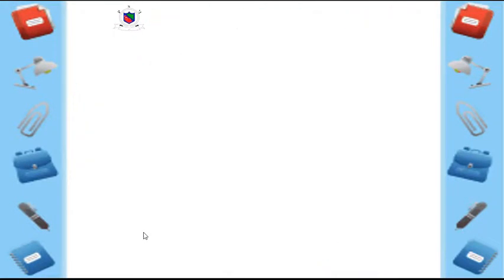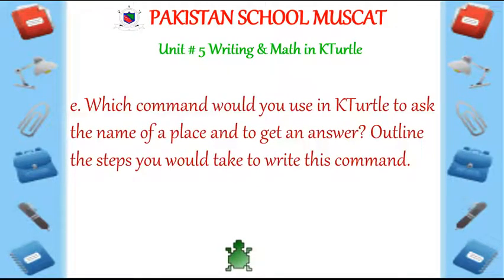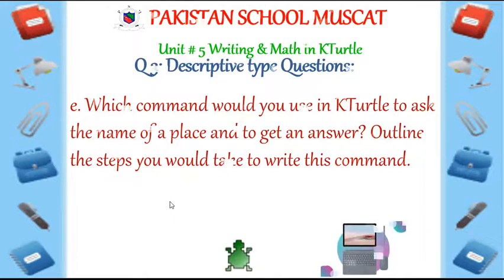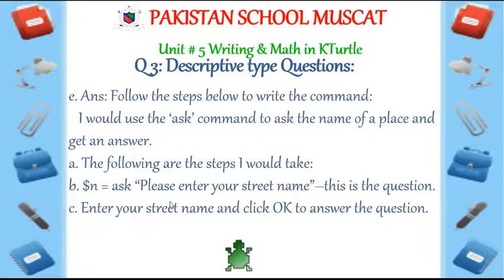With this, we now move on to the last question of this unit, and with this last question, we will end our syllabus as well. And you need to prepare for the assessments now, the final term assessments. Here we have the E part with us. Which command would you use in KTurtle to ask the name of a place and to get an answer? You need to outline the steps you would take to write this command. So the answer to this question is a lengthy one. And now we go for the answer.